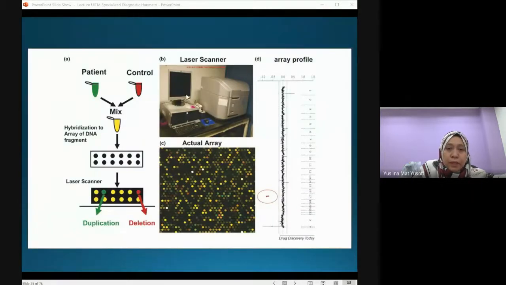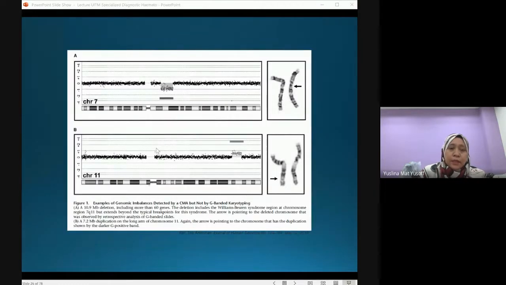Here is actually what it looks like. Here is the scanner. The actual array is like this, where we can detect duplication and deletion, and these are the array profile. So these are examples of genomic imbalances detected by array. You can see we can detect very small gains or losses in the chromosome.